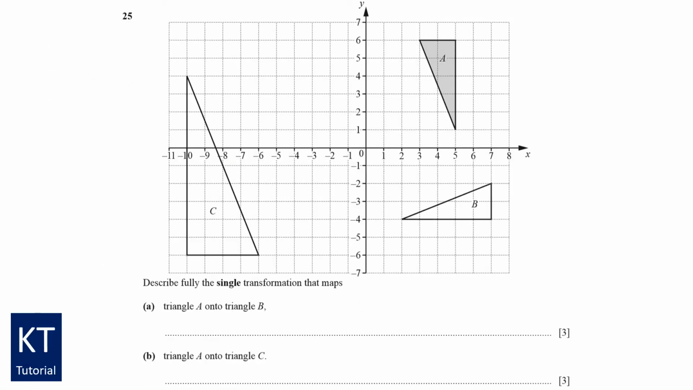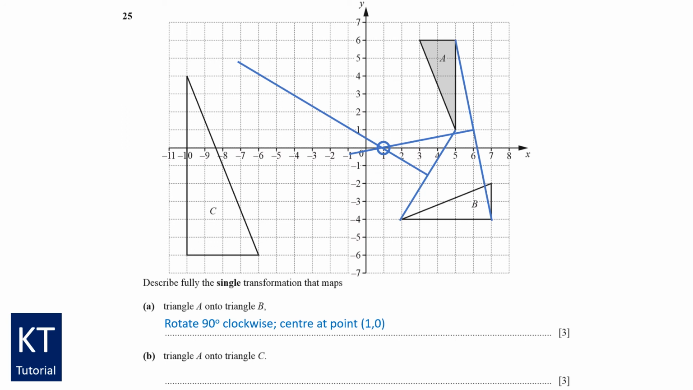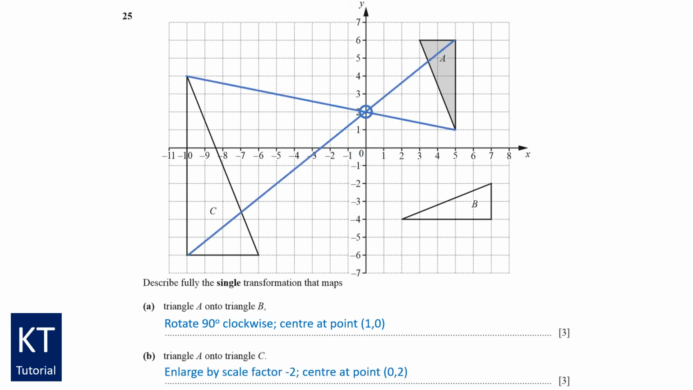Question 25. Describe fully the single transformation that maps triangle A onto triangle B. It should be obvious that the objects are being rotated 90 degrees clockwise. As for its rotational center, it is purely the intersect of the two lines which are equidistant to their respective corners of the object being rotated. Next, describe the single transformation that maps triangle A onto triangle C. This is an enlargement by the scale factor -2 with center at 0, 2.